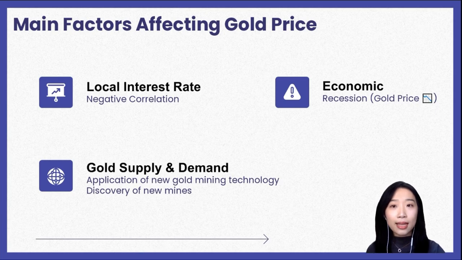Gold supply and demand. For example, the application of new gold mining technology or the discovery of new mines will increase the supply of gold, and therefore the price of gold will fall.